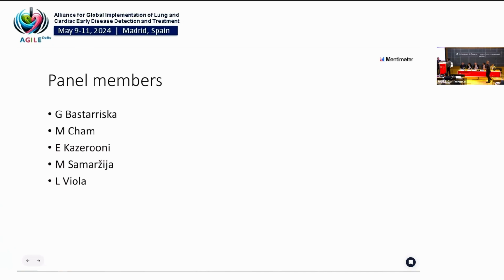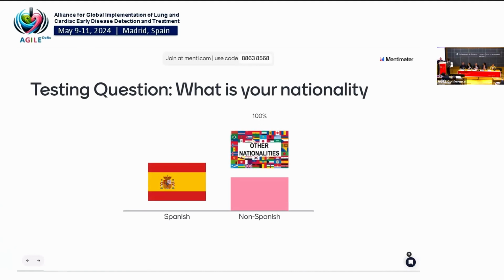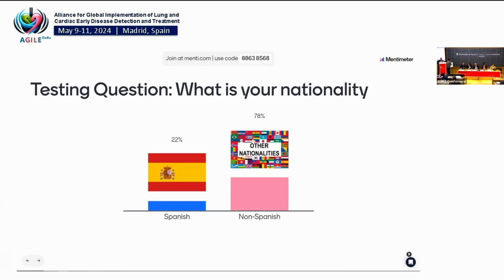Okay, so there is a change: Dr. Gallardo instead of Dr. Bastarrika. The others are as listed, and they introduced themselves already. So this is the testing question. Please submit your nationality, if you remember. Okay, so we have only 10% Spaniards, and it's going down, nine going down, and 91% of other nationalities.